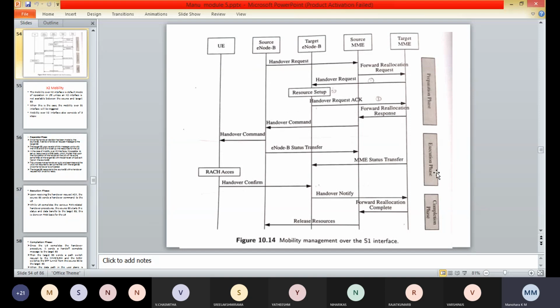So here once the status and the data have been transferred to the target E node B and the user equipment is able to establish a radio access bearer, that is RAB, on the target E node B, it will send the handover confirm message to the target E node B. So when the target E node B receives the handover confirmation message, it will send the handover notify message to the MME, so that the MME then informs the source E node B to release the resources originally used by the user equipment.